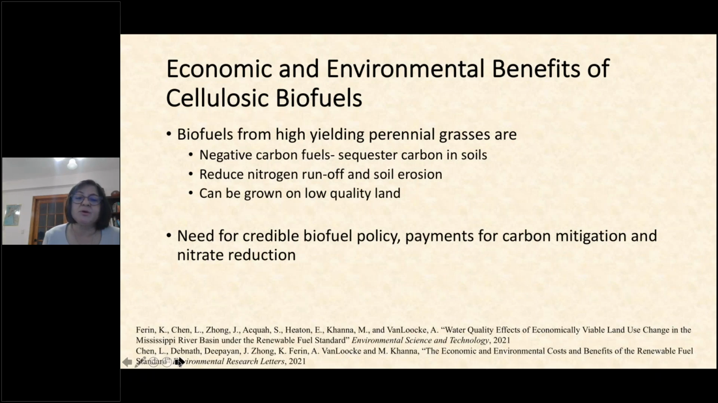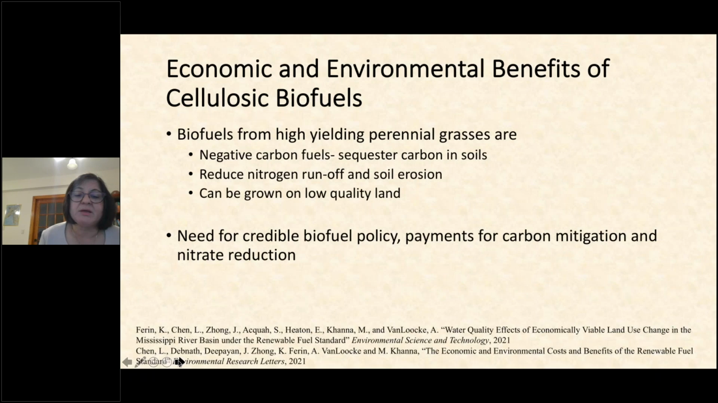In particular, what we find is that biofuels from high-yielding perennial grasses, and a number of those are being studied around the country. In the Midwest in particular, we're looking at miscanthus and switchgrass as the two primary high-yielding grasses. These grasses have significant potential to provide negative carbon fuels because they can sequester a lot of carbon in the soil, and so they can reduce carbon emissions compared to gasoline by more than 100%.